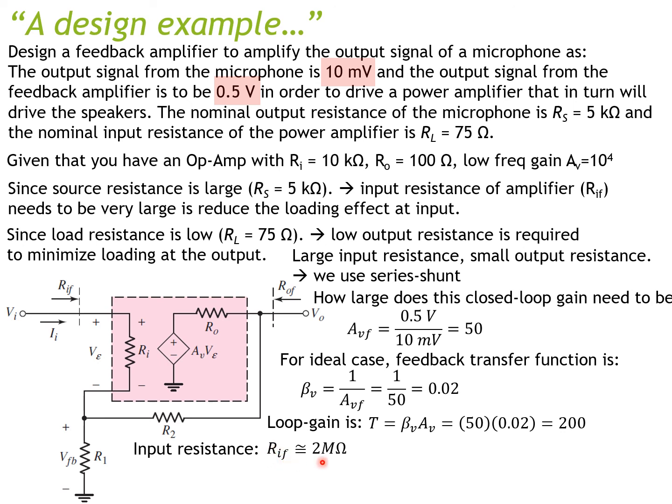The input resistance is going to be RIF equal to 2 mega ohms. And the output resistance is going to be ROF equal to 0.5 ohms. So now you can see this 2 mega ohm is way larger than 5 kilo ohms, and 0.5 ohms is a lot smaller than 75 ohms.